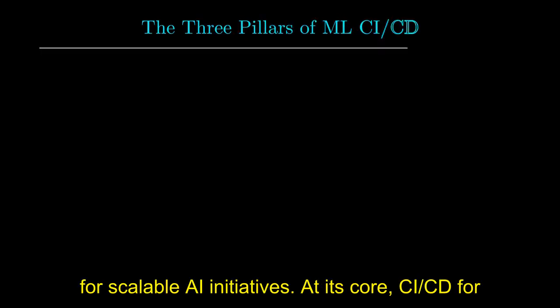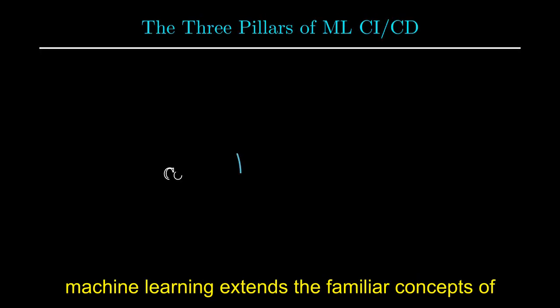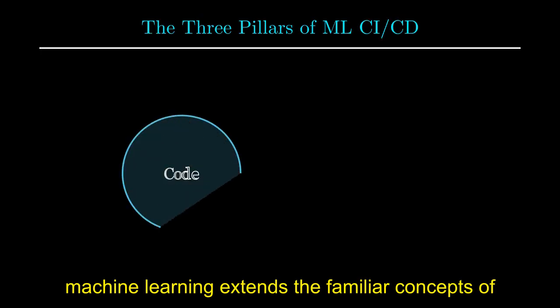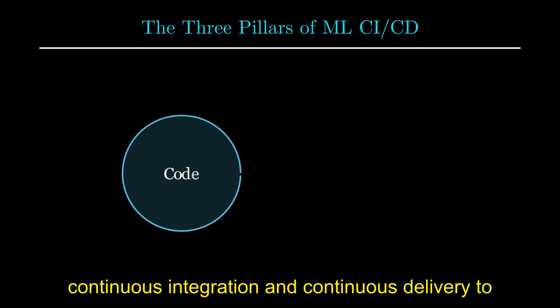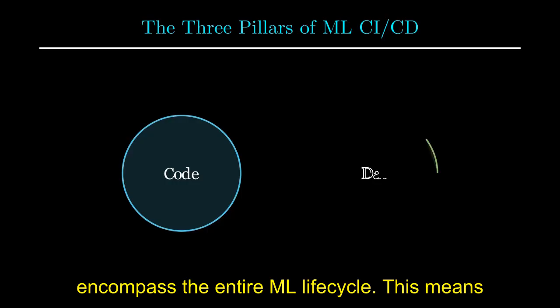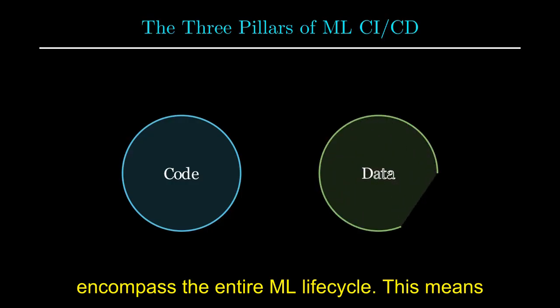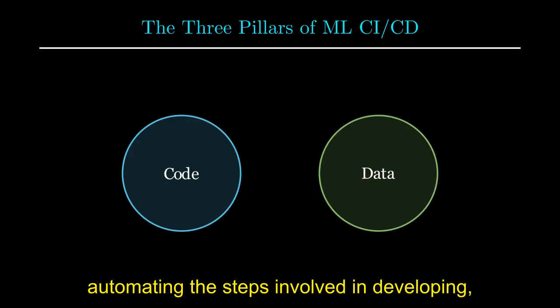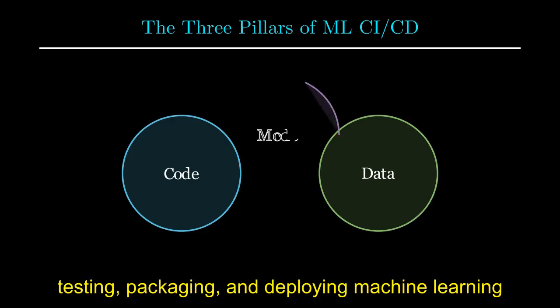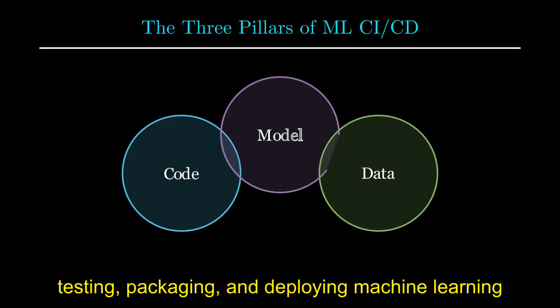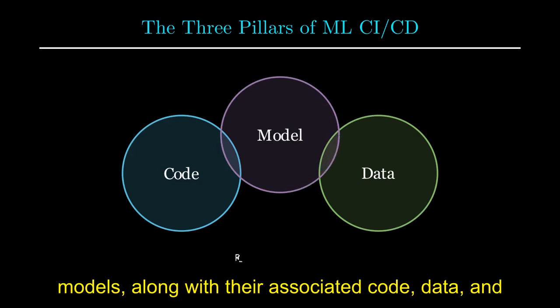At its core, CI/CD for machine learning extends the familiar concepts of continuous integration and continuous delivery to encompass the entire ML lifecycle. This means automating the steps involved in developing, testing, packaging, and deploying machine learning models, along with their associated code, data, and infrastructure.